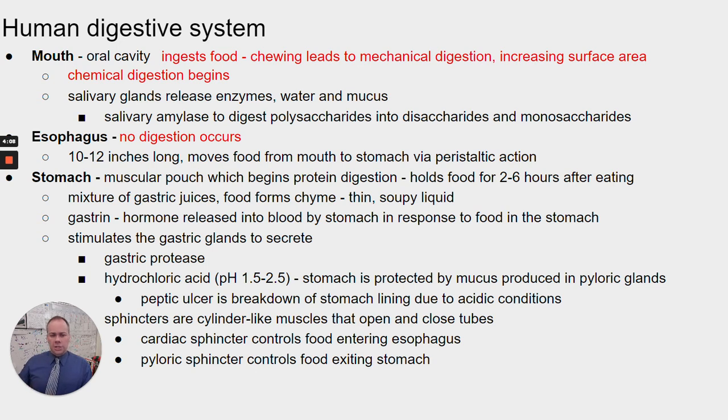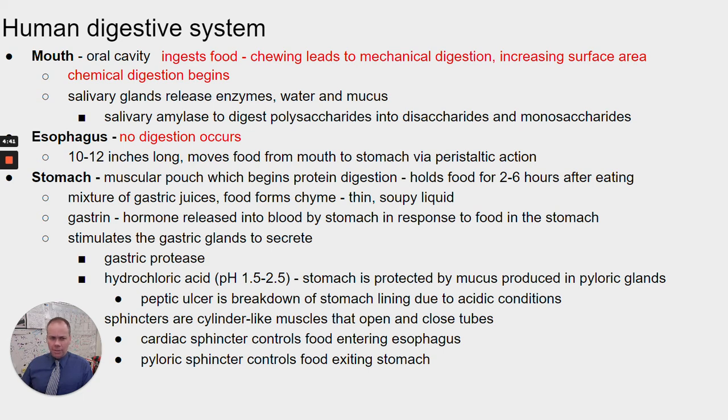Once the food reaches the stomach, which is a hollow, muscular pouch, it is going to hold the food for a period of time, from 2 to 6 hours maybe. And in our stomach, we have a mix of enzymes and acids which really get the chemical digestion process accelerating. Much of the digestion of proteins takes place in the stomach.